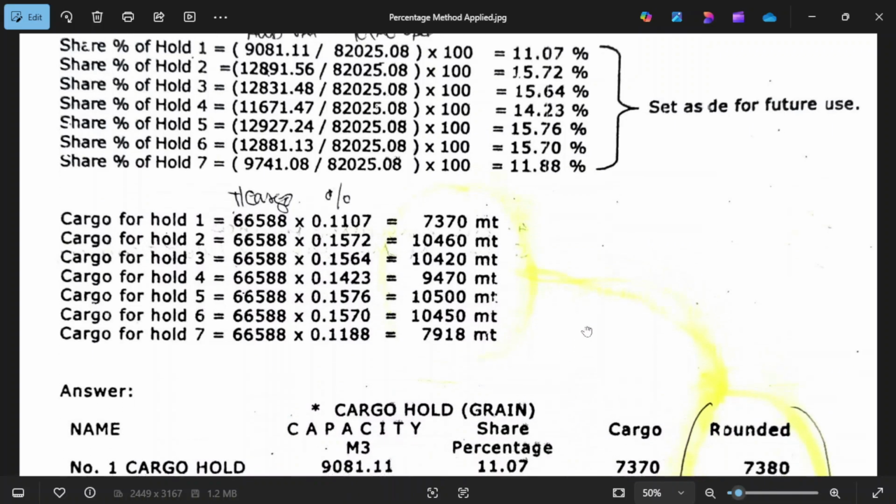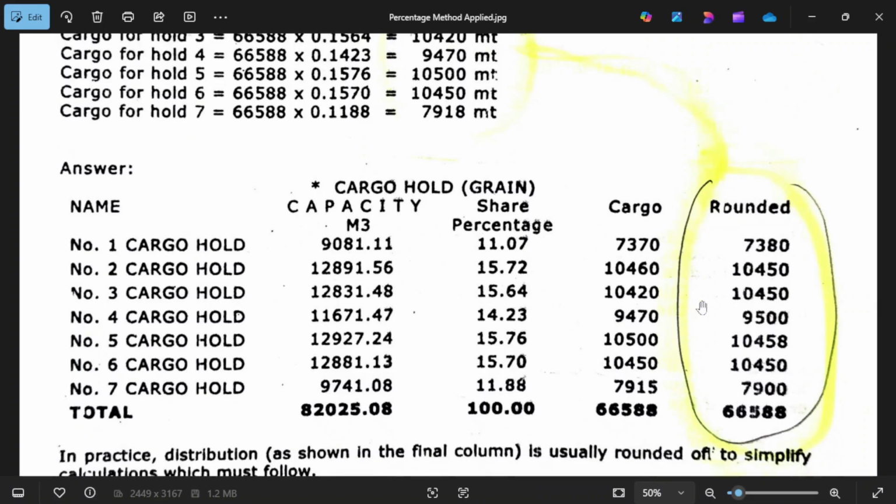Okay, then you run up, then you will have a nice figure here when you run up, but you still get the same value of total amount of cargo of 66,588.